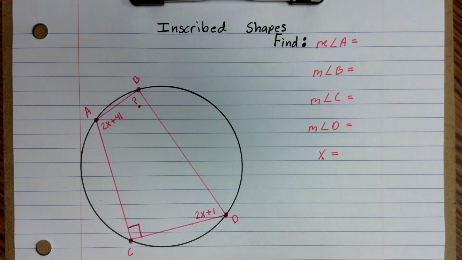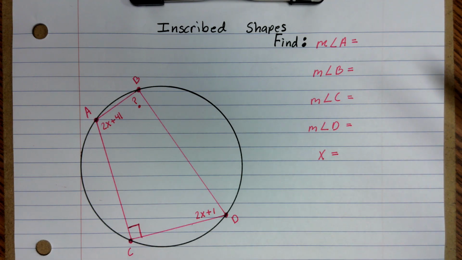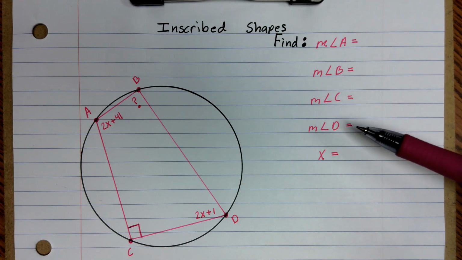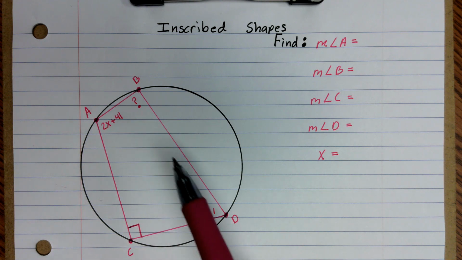In this video, we're going to look at inscribed shapes, specifically quadrilaterals. Notice in this particular problem, they're asking for a lot of information. They want to know what x is. They also want to know what the measure of angle A is, angle B, angle C, and angle D. But notice that we only are really given one angle, right? We're given an expression for two other angles.